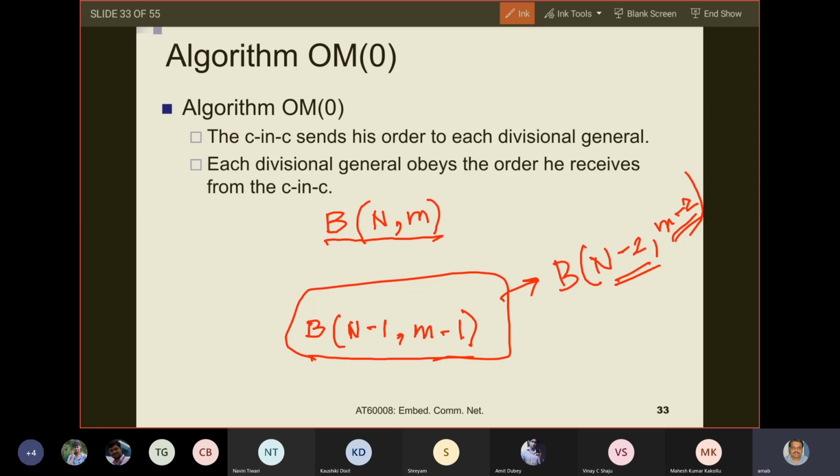That is why. So what does B n-2, m-2 mean? B n-2, m-2 means that you will send this message to the remaining n-3 controllers. Which two will you not send to? The original commander-in-chief and the controller from which you received B n-1, m-1. Okay. So likewise, this will be received by the controllers and it will call B n-3, m-3. Right?